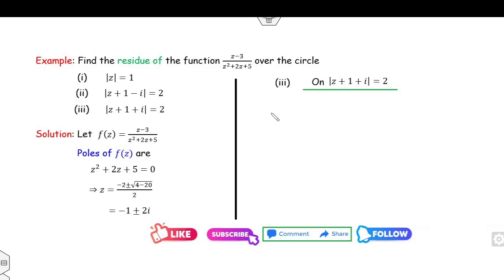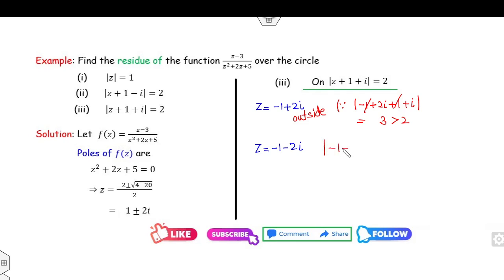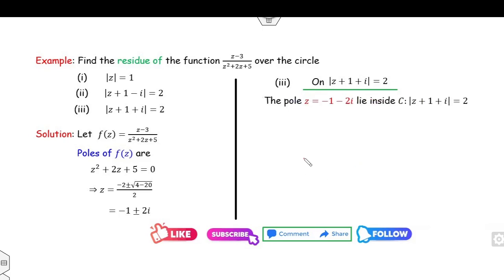Similarly, for the third case, check whether z = -1 + 2i or z = -1 - 2i lies inside the circle. So firstly, I will check the first case. -1 + 2i + 1 + i. This number will be 3i, modulus 3, which is greater than 2. That lies outside the circle. Look at the second one. -1 - 2i + 1 + i. This will be -i, modulus 1, which is less than 2. That lies inside the circle.